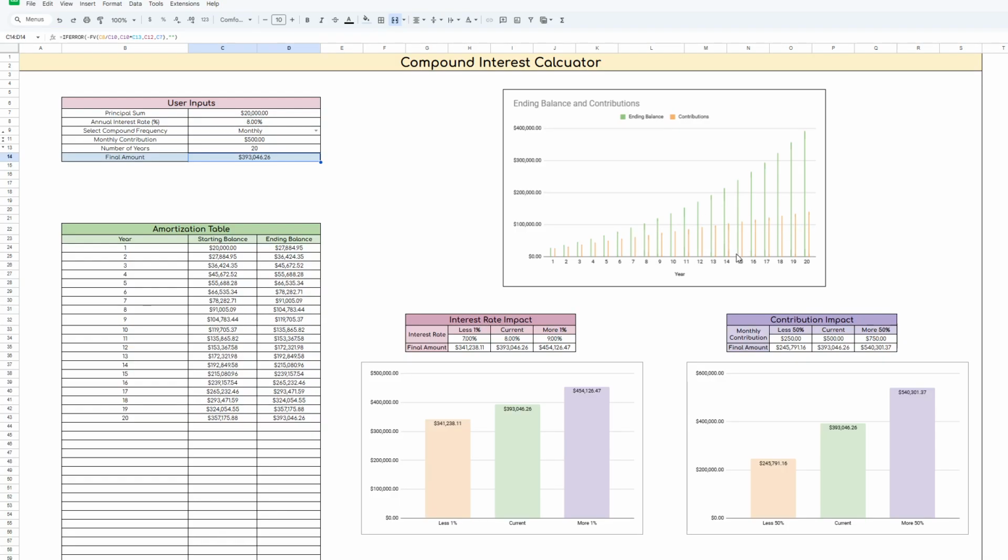And then we've got some additional insight into what impact we could have on our compounding effect if we were to change the interest rate by lowering it a percent, increasing it a percent. Here's a visualization of that in a graph. Additionally, if we were to look at our contribution amount per month and we were to reduce it by 50% and increase it by 50%, what impact that would have over time.